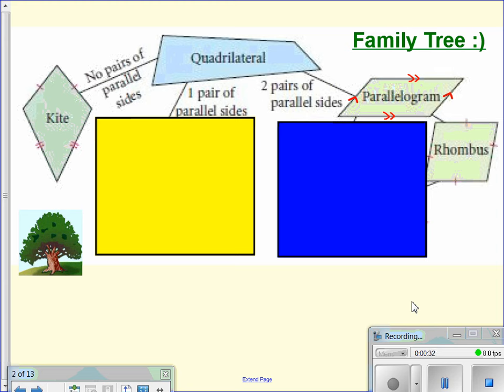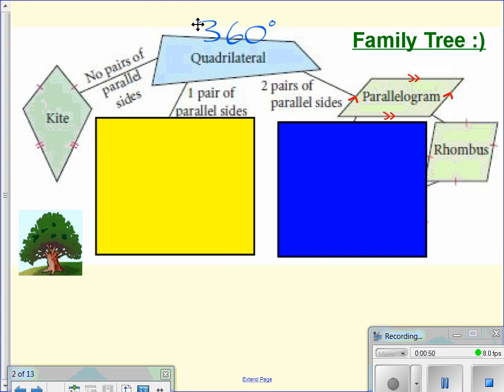We've got our quadrilateral family tree. This kind of shows us the breakdown of where each shape goes. The most basic thing to keep in mind is that every quadrilateral has angles that all add to 360. That's one thing that is passed down.